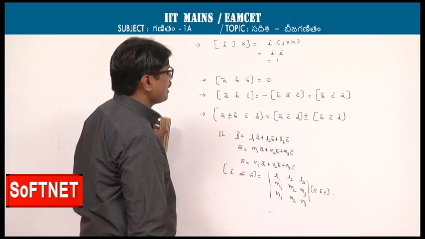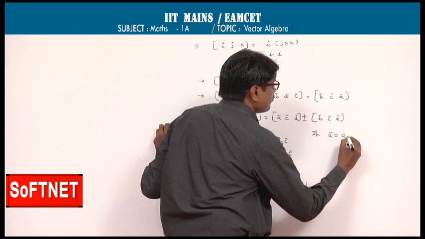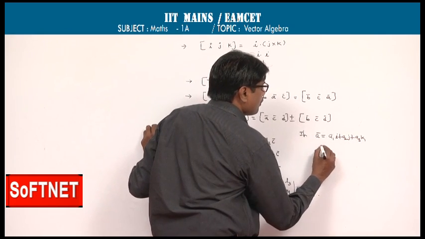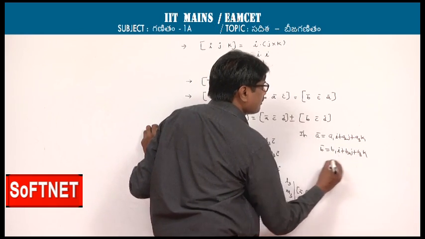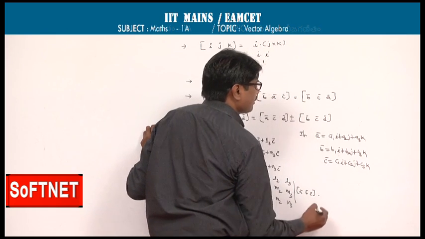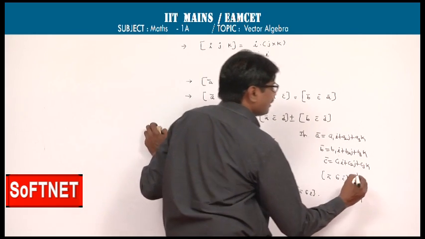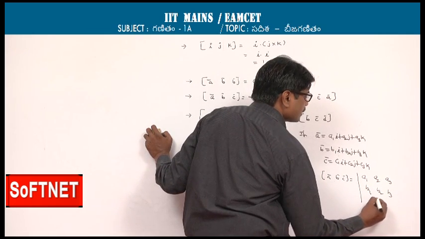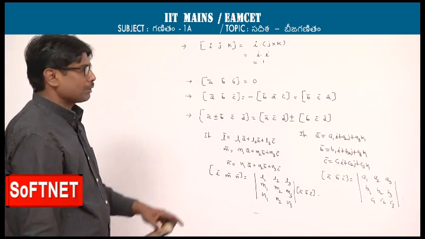Moreover, if the direction ratios of A bar, B bar, C bar are given, that is A bar is equal to A1 times I bar plus A2 times J bar plus A3 times K bar, B bar is equal to B1 times I bar plus B2 times J bar plus B3 times K bar, C bar is equal to C1 times I bar plus C2 times J bar plus C3 times K bar, then the value of box of A bar, B bar, C bar is equal to the determinant of A1, A2, A3, B1, B2, B3, C1, C2 and C3. These are the properties of the scalar triple product.